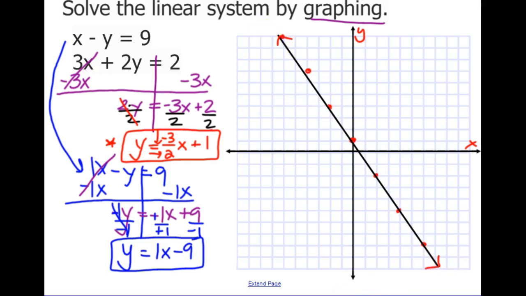We need to now graph the second one, which is also in the form y equals mx plus b. So we're going to begin at negative 9, which is down 1, 2, 3, 4, 5, 6, 7, 8, 9. And our slope is 1, or 1 over 1. So rise 1, run 1. Oh, you can see right there, that's where our 2 lines are going to cross. Up and right, or down and left.